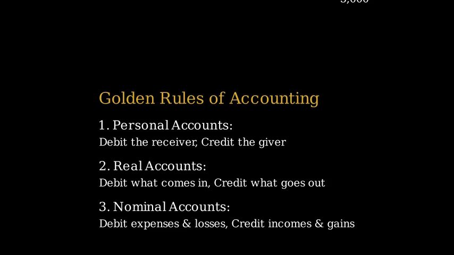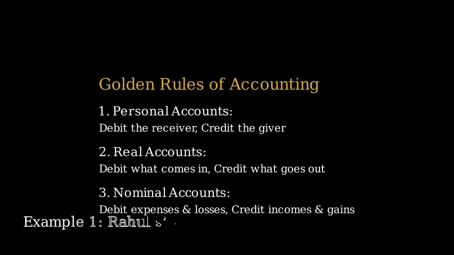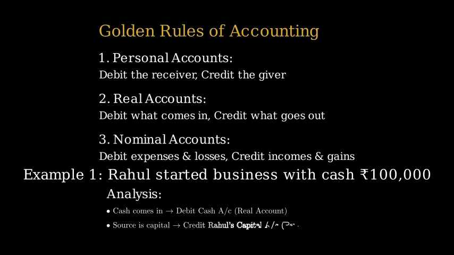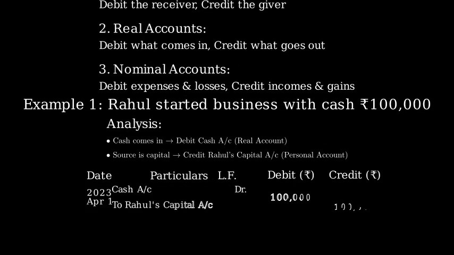Let's understand journal entries with examples. Example 1. Rahul started business with cash 100,000 Indian rupees. Here, cash comes into the business, so cash account is debited. The source is the capital from Rahul, so Rahul's capital account is credited.